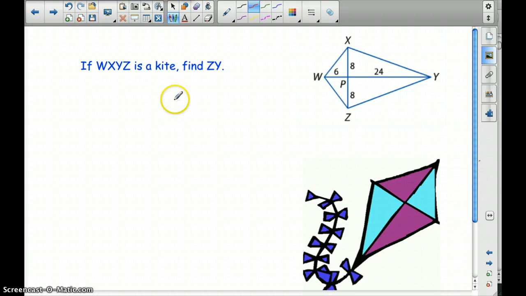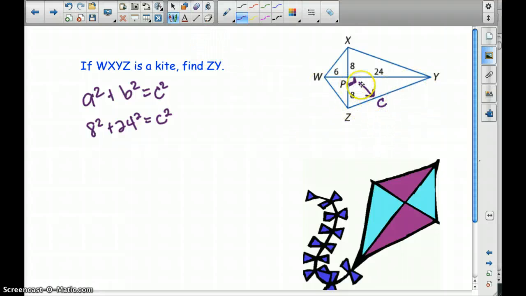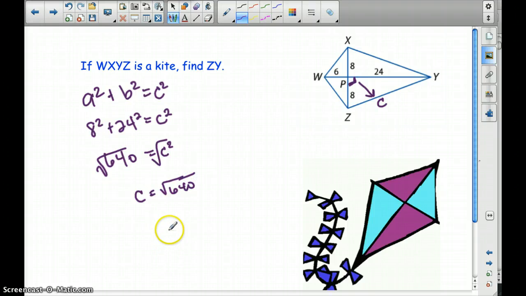Okay, let's try another one. If WXYZ is a kite, find ZY. Pause the video and see if you can figure this out. You are going to use the Pythagorean theorem to solve this. The unknown side is going to be C because it's across from the right angle. So 8 squared plus 24 squared ends up being 640. And for C squared, we take the square root of both sides. So C is the square root of 640. That's our answer. That's what ZY is going to be, the square root of 640.